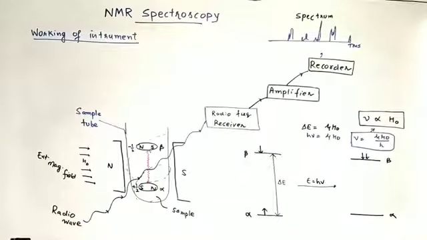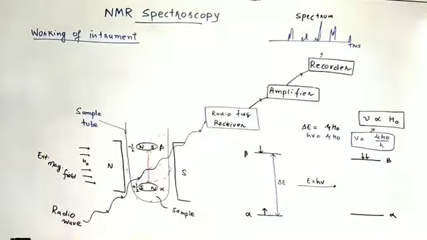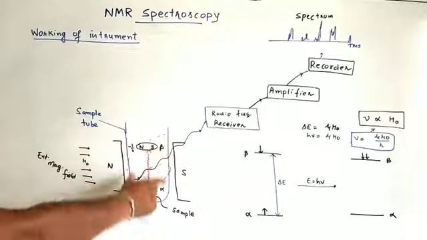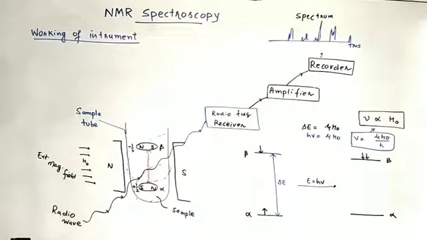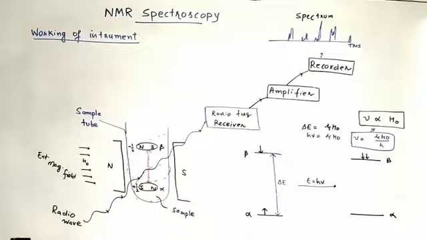So this is the working of the instrument. As you can see here, the external magnetic field H0 is applied. This is a sample tube in which the sample is present with a small amount of TMS, in a solvent like CDCl3 or DMSO. When the sample is put in the magnetic field, radio waves simultaneously strike the sample.